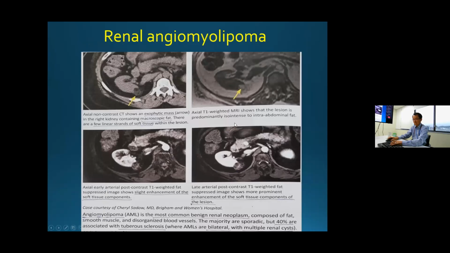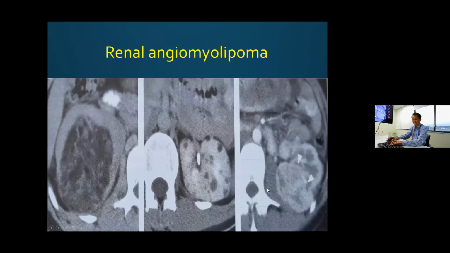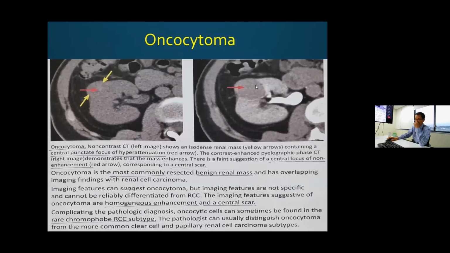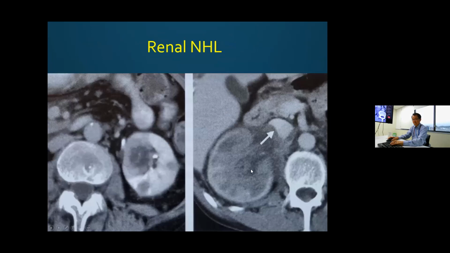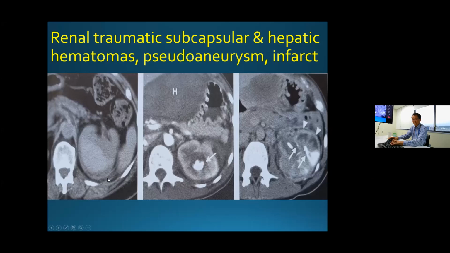Angiomyolipoma is easy because CT shows fat density. Yeah, this is also angiomyolipoma. Oncocytoma is a slightly enhanced, benign-looking tumor. Most common benign tumor, well defined. Okay, lymphoma is also seen, and a subcapsular hematoma, or an aneurysm or infarct, or in the pelvis.